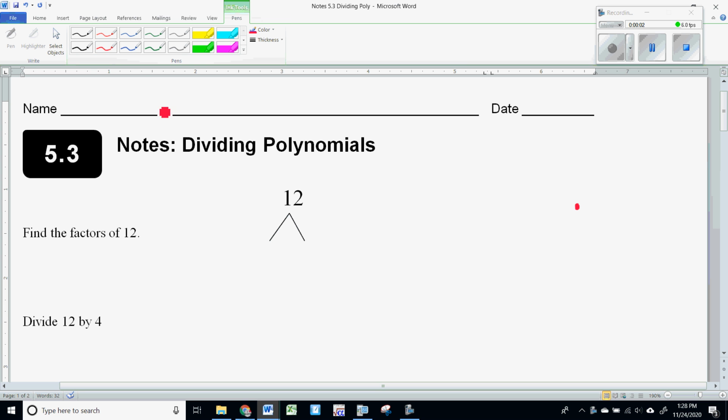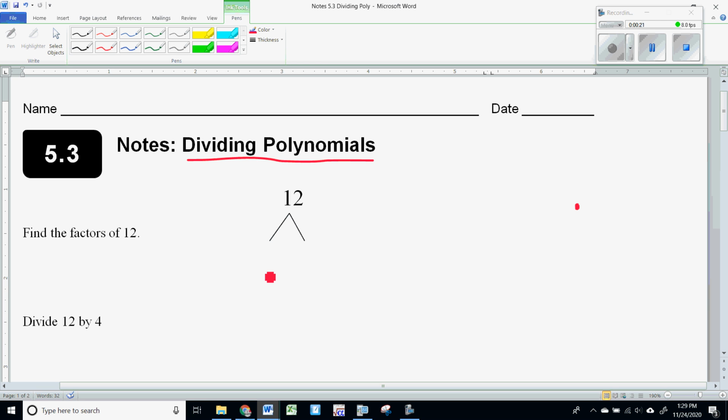In this video, we want to look at dividing polynomials. Yesterday, we looked at adding, subtracting, and multiplying polynomials. Today, we want to look at dividing polynomials. Now, before we get into that, let me do a little review of some numbers and how we divide and factor numbers.